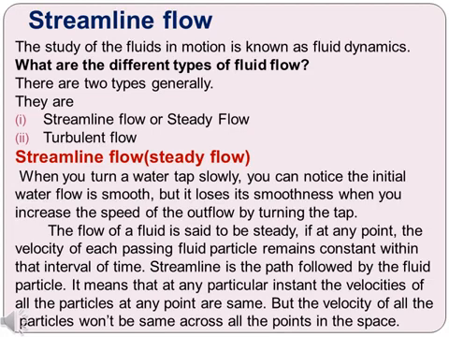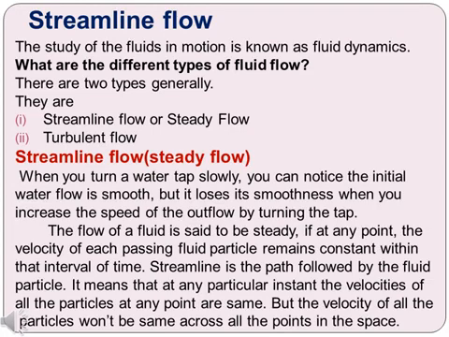What are the different types of fluid flow? There are two types generally. They are the first one, streamline flow, and the second one, turbulent flow. What is streamline flow? It is a steady flow of a fluid.